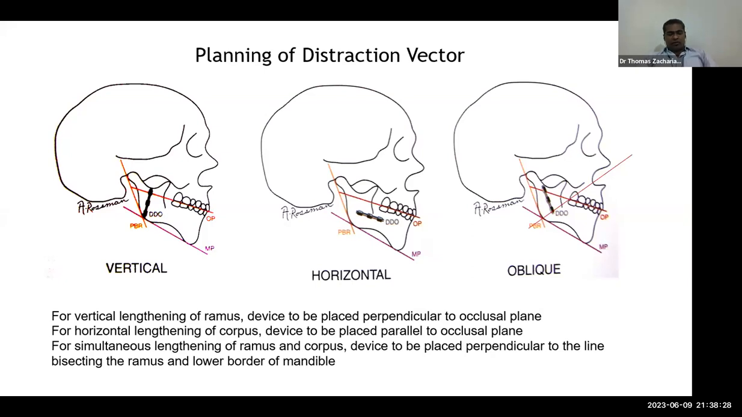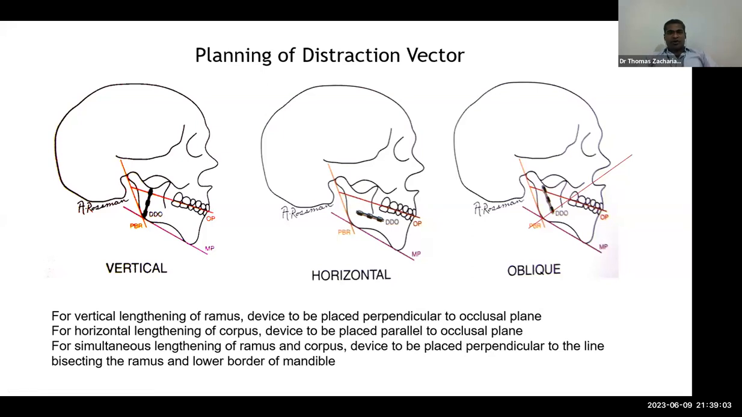So if you're using a uniplanar distractor, then the vector is calculated by placing the device perpendicular to the line bisecting the ramus and the lower border of the mandible. A line bisecting the posterior border of the ramus and the lower border, you keep the device obliquely, so that it is perpendicular to the bisecting line. So this will lead to both ramus as well as corpus lengthening.